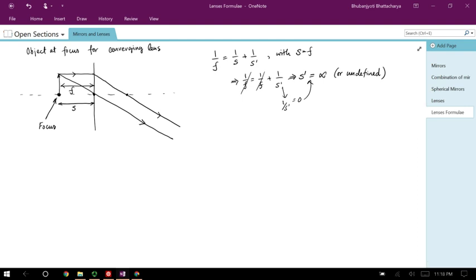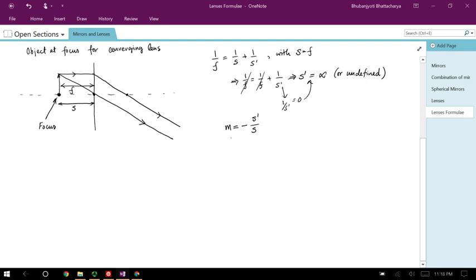And that's the idea. We can also define another formula which will be important. We will call it magnification. It's the same exact thing as in mirrors. So M equals negative S prime over S. In this case, since S prime is infinite, magnification is also going to be infinite.